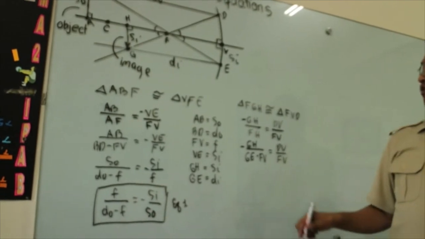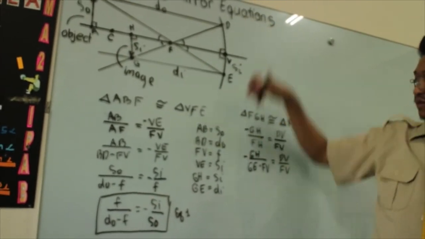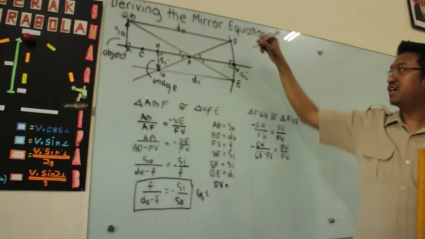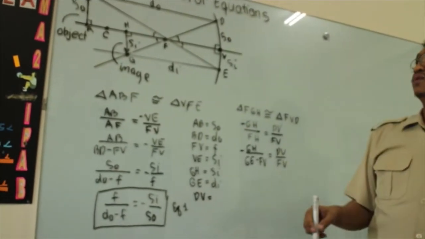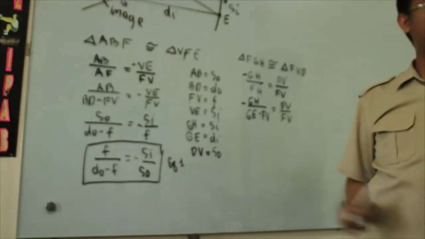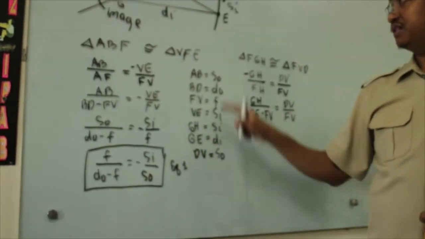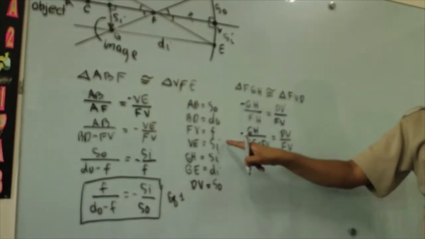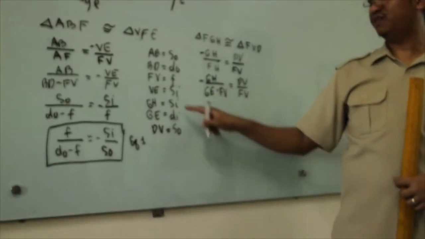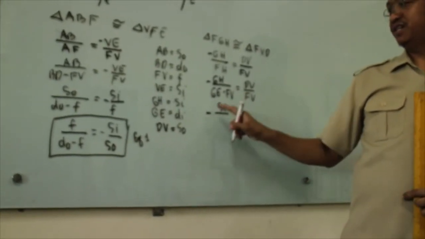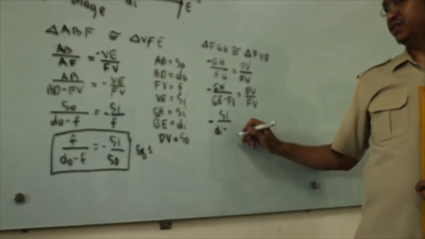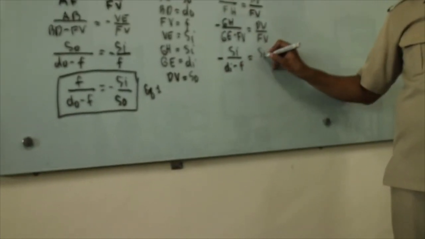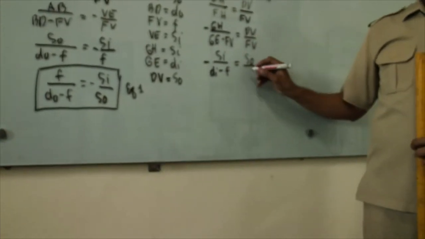Next, how about DB? What do you think is DB? Is it the same length as AB? Yeah. And what does it represent? SO. So DB is our size of the object. And what is FB again? Focal length. FB is our focal length, and it's in here already. Let's substitute here. We have negative GH, which is SI, over GE, which is DI minus F, equals DB, which is SO, over FB, which is F.